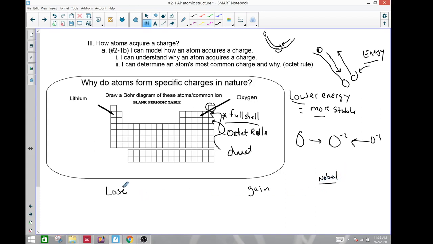I'm kind of mimicking this because this is the metals and this is the non-metals. And they're trying to get to this point here. So metals tend to lose electrons or oxidize, so metals oxidize or rust. Non-metals gain electrons or reduce. Gain electrons, reduce; lose electrons, oxidize.